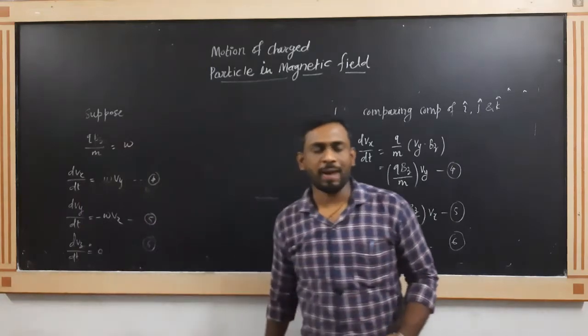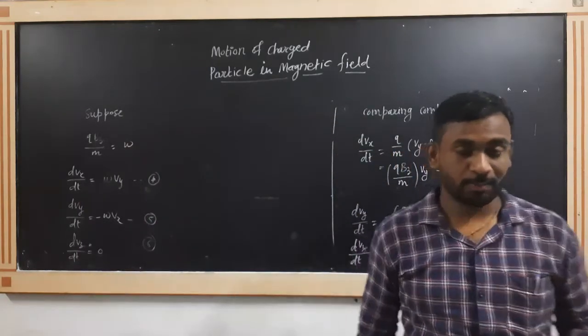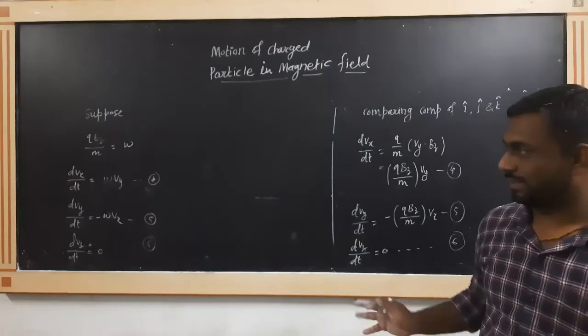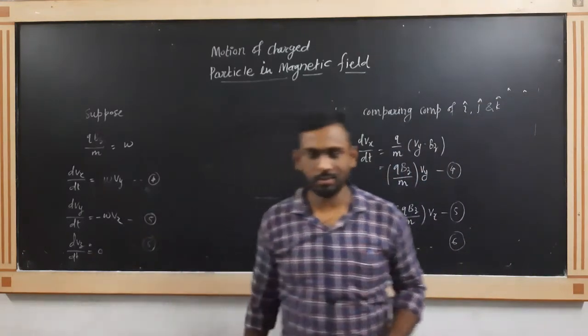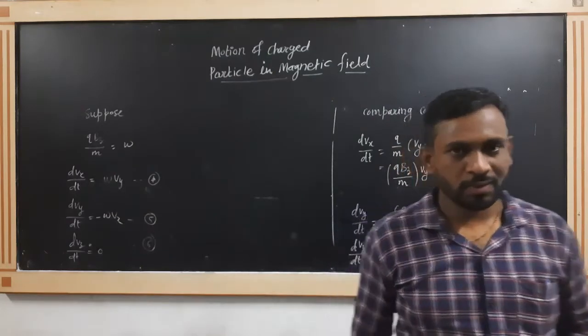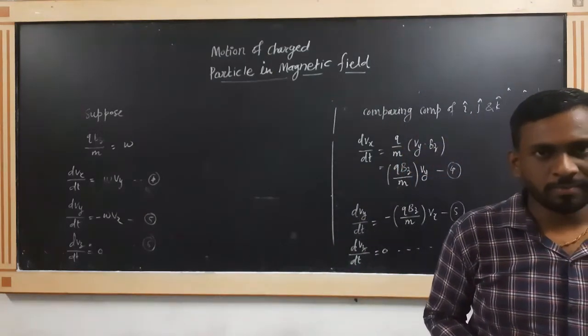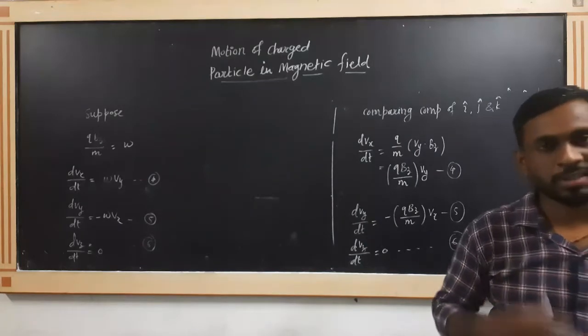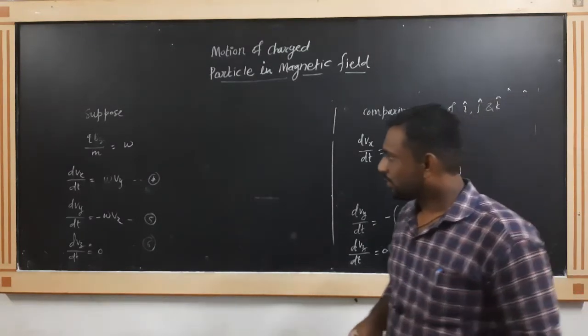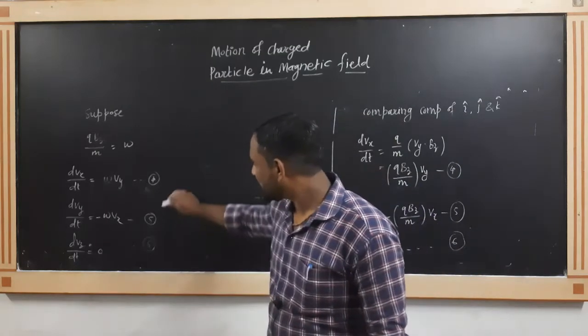So our aim is to find the trajectory of this charged particle. We have vx, vy and vz in the velocity term. From those equations we extract the velocity by integration, and again from the integration we go for the displacement of the charged particle. So before going into that detail, let's do some mathematics.